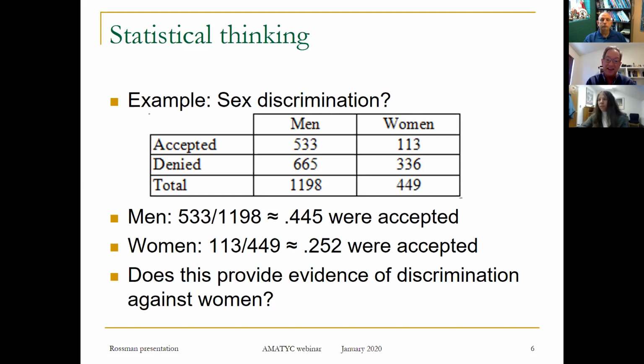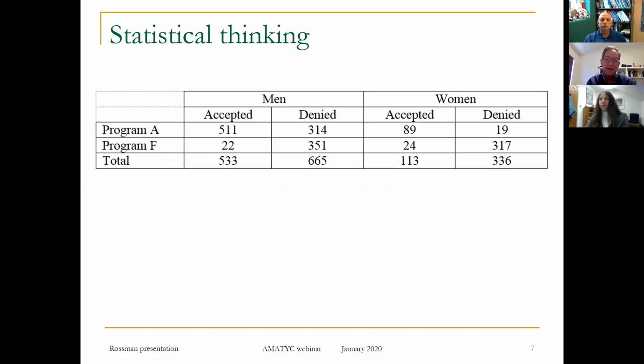Well, let's dig a little deeper. Let's look at a third variable here. Let's look at the program that they applied to, because decisions at the graduate level are made not at the university, but program by program. So let's take these data, these counts, and classify them according to program. So there's the same data from the previous slide, but now classified by program as well.